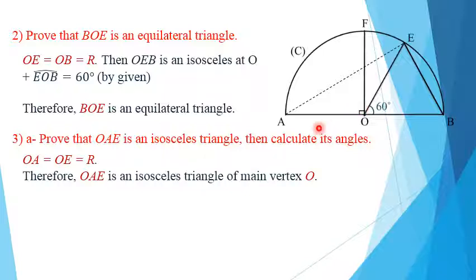So AOE is an isosceles triangle of main vertex O. Now I have to calculate its angle.